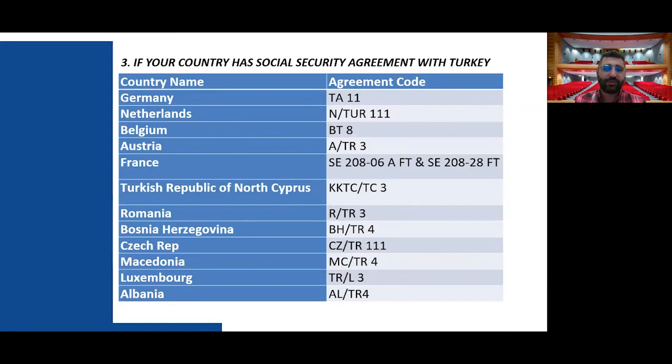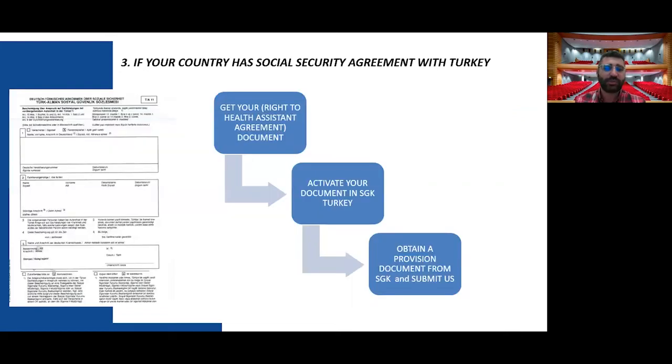And the third option, if your country has a social security agreement, a bilateral agreement with Turkey, then you can submit these agreement documents to us. But in order to submit this agreement document, first you should fill out this document and activate this health insurance. After the activation, you should get a provision from the Social Security Institute in Turkey. It's again a very hectic process. Therefore, I suggest you get a private health insurance in Turkey.